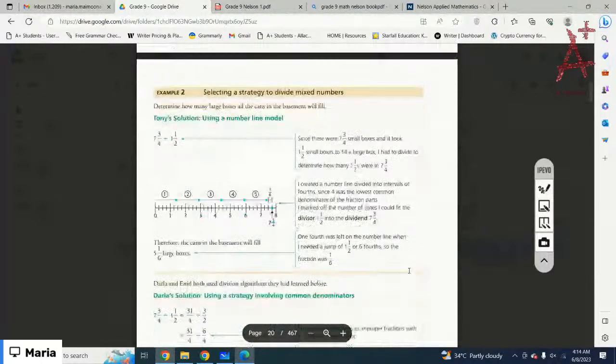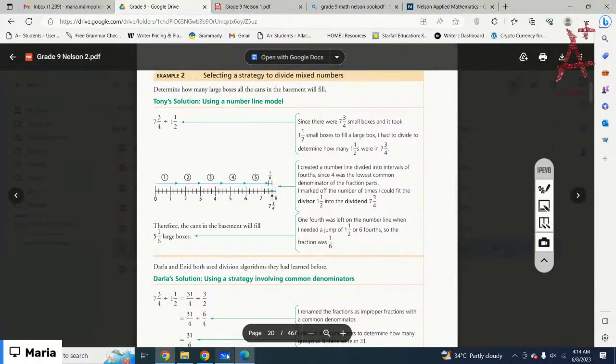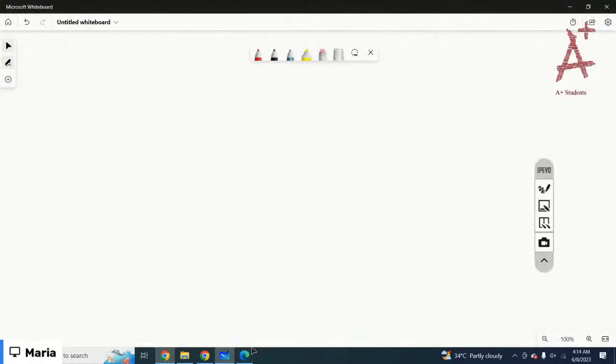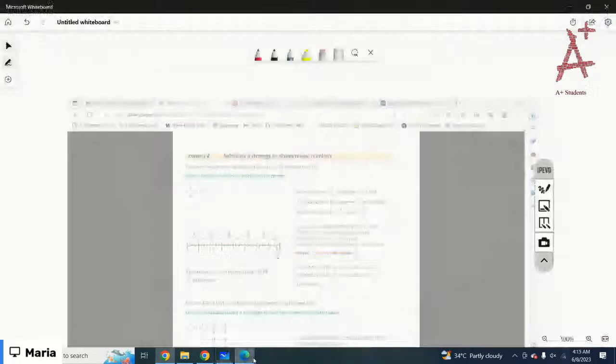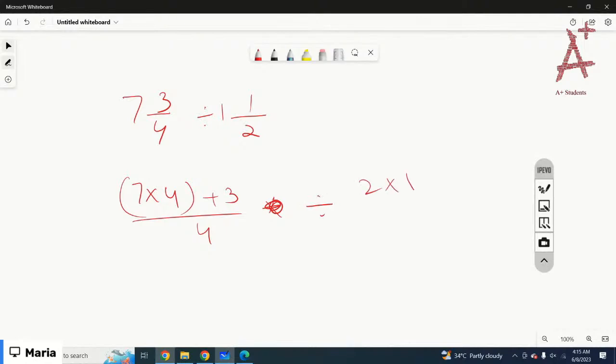Okay, now let's just do one of the examples from division. 7 whole 3 by 4 divided by 1 whole 1 over 2. Let's convert them into improper fractions. It would be 7 times 4 plus 3 over 4, and divide, sorry, 2 times 1 plus 1 over 2.